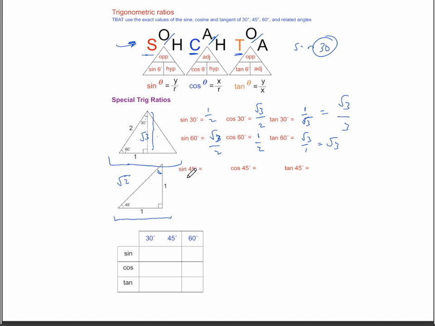Then you go on to the second triangle, and sine 45 is just opposite over hypotenuse, so 1 over root 2, which is just root 2 over 2. Then cos 45, same thing, 1 over root 2, which is just root 2 over 2. And tan 45 is opposite over adjacent, so 1 over 1, which is equal to 1. And with that, we get the values of sine 30, sine 45, sine 60, cos 30, cos 45, cos 60, tan 30, tan 45, and tan 60, which are all of these right here.